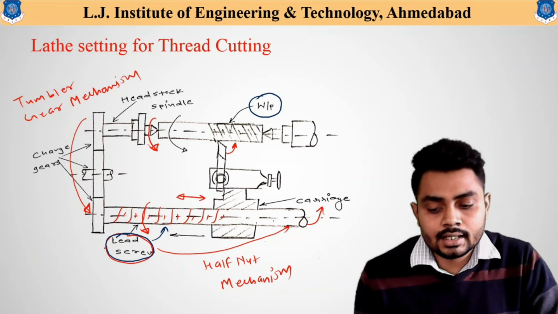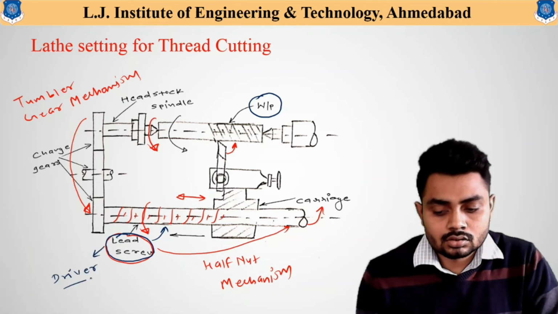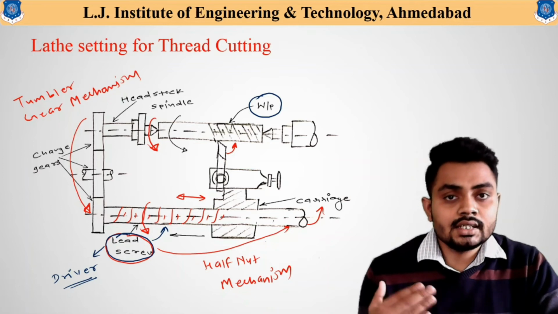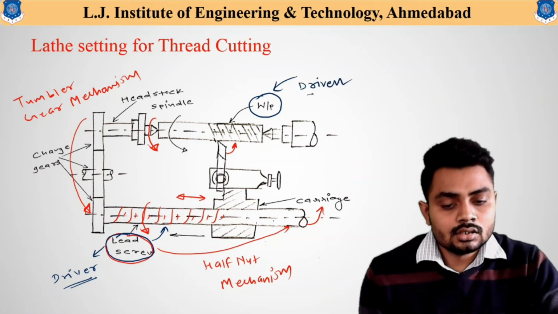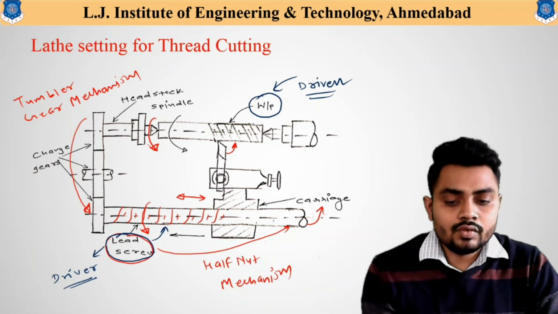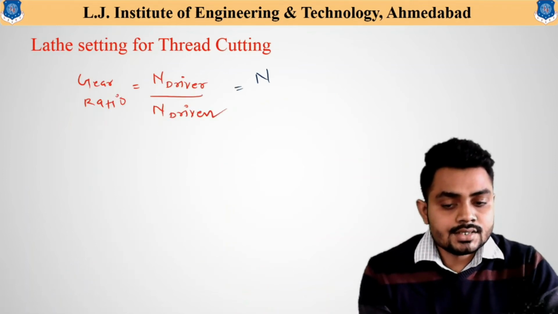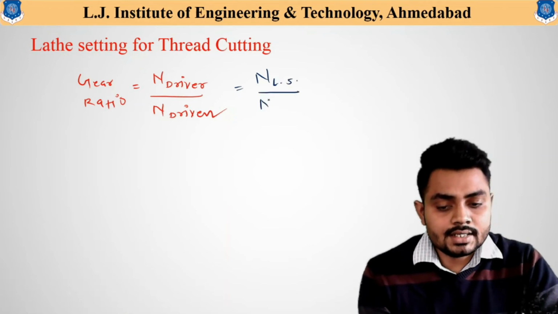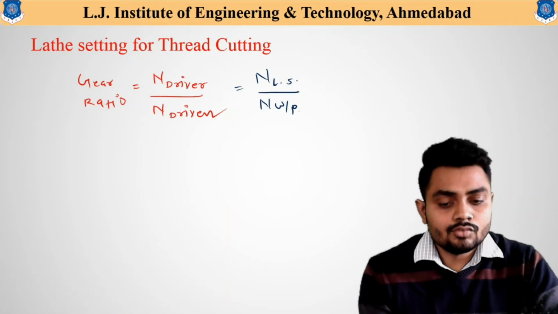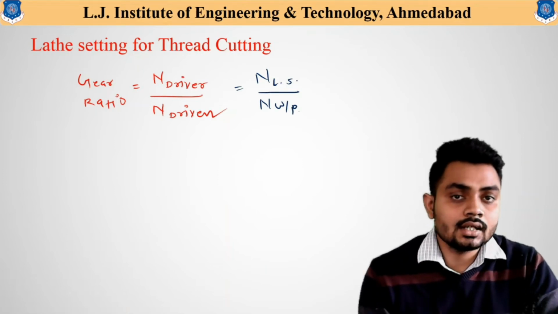So we can write that this lead screw is the driver, and with the driver movement the threads are generated on the workpiece. That means this workpiece is the driven. So we can write in our equation: speed of the lead screw divided by the speed of the workpiece. So this is the basic equation that is generated from the gear ratio.